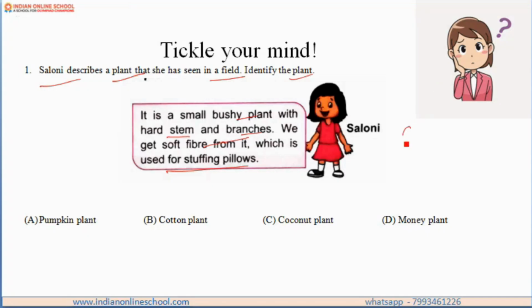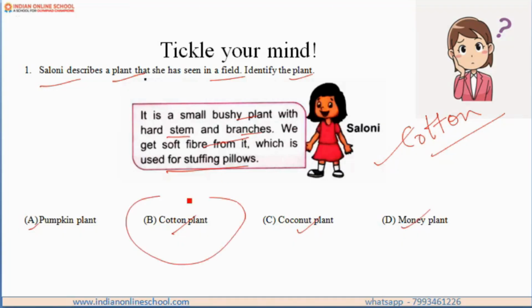Yes, cotton. Cotton fiber is filled in the pillows and soft toys. And from which plant do we get cotton? Pumpkin plant, cotton plant, coconut plant or money plant? Obviously, cotton plant. So the answer is cotton plant. Cotton plant is a small bushy plant that has hard stem and branches. It is a shrub.